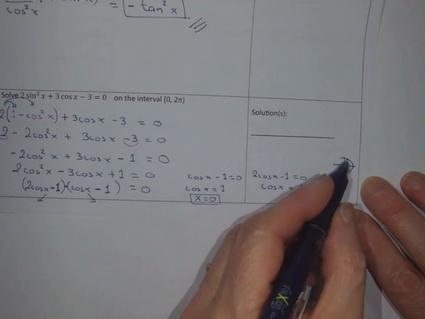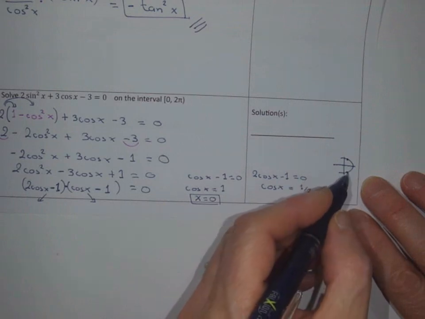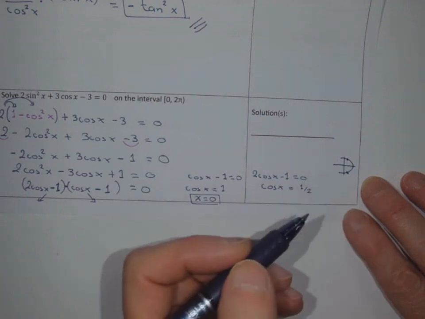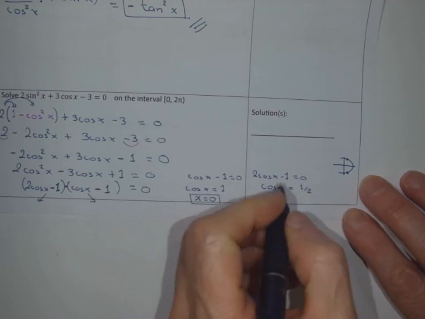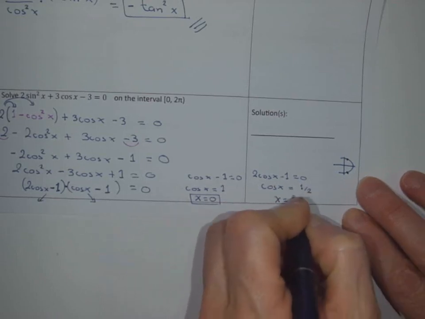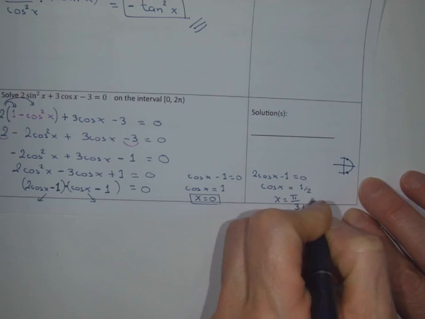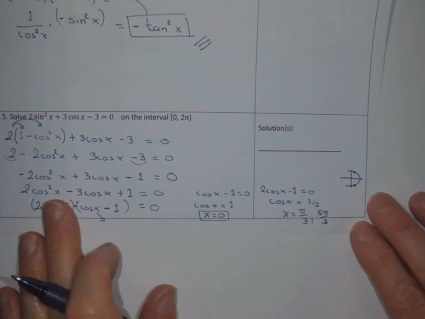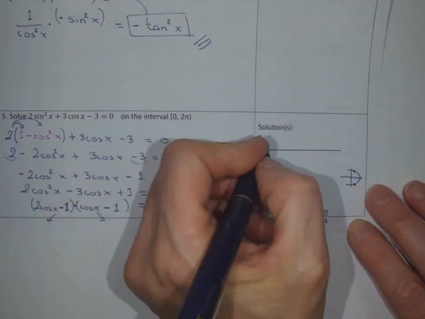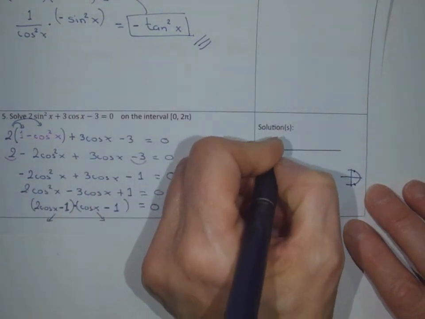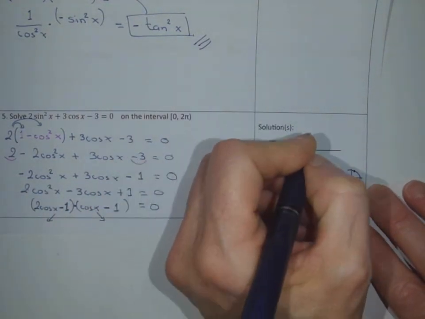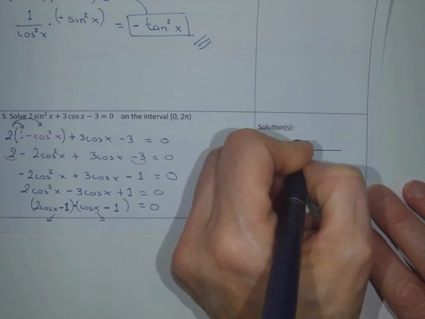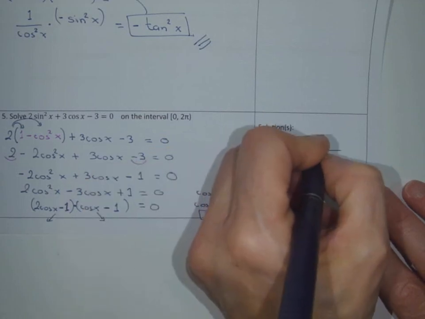So that will be at pi over 3 and 5 pi over 3, right? So that will be for x equals pi over 3 and 5 pi over 3. So we have 3 answers, and we would write them here. So we would say the solution would be x equals 0, pi over 3, and 5 pi over 3.